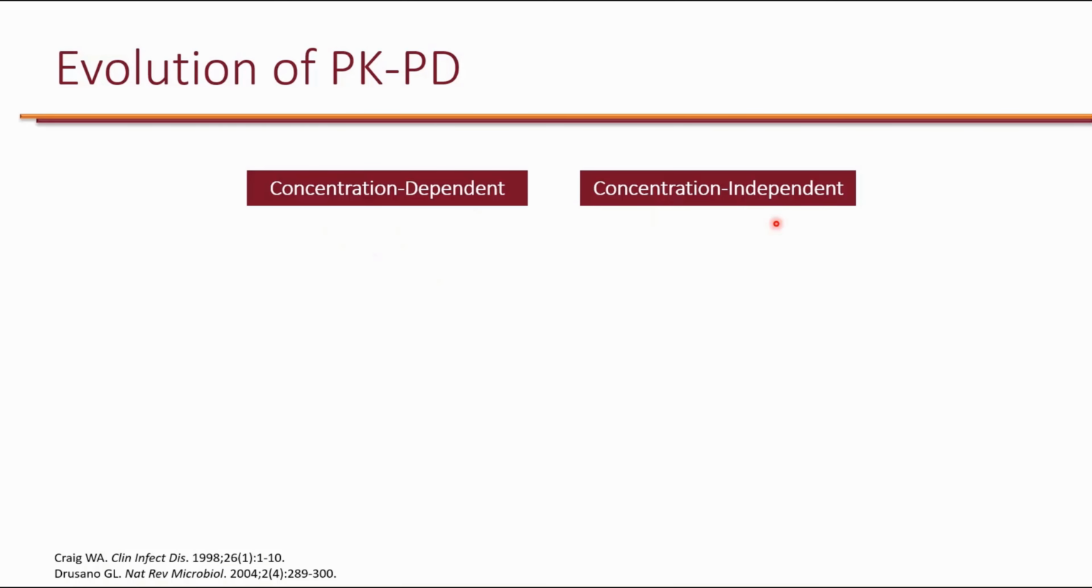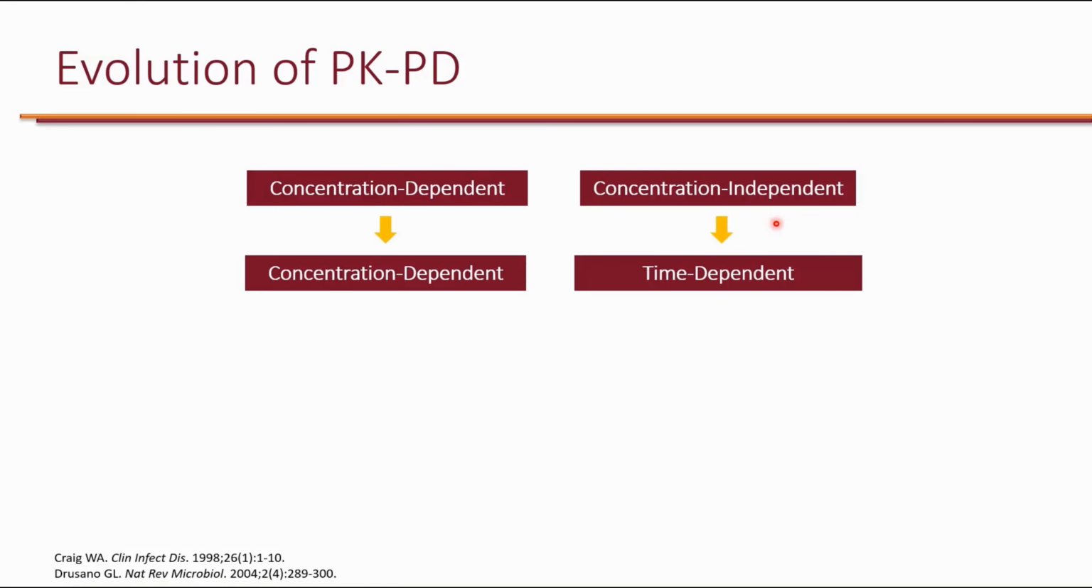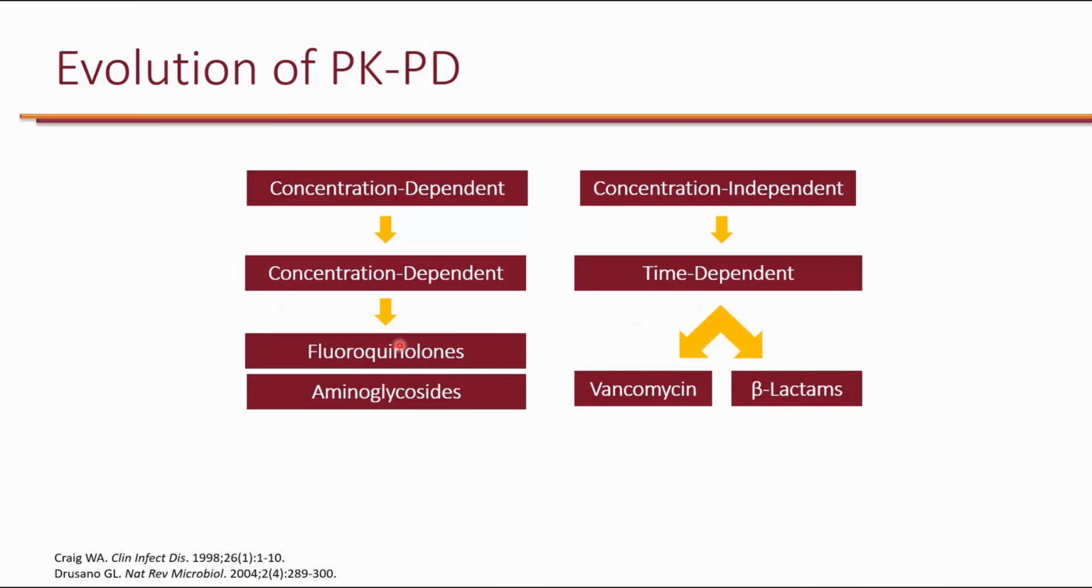Now we're looking at the evolution of PK/PD. As time went on, clinicians started to refer to concentration independent as time dependent. So we had concentration dependent and then we had time dependent. As I showed you the examples, fluoroquinolones and aminoglycosides are concentration dependent, and the time dependent would be the beta-lactams as well as vancomycin.